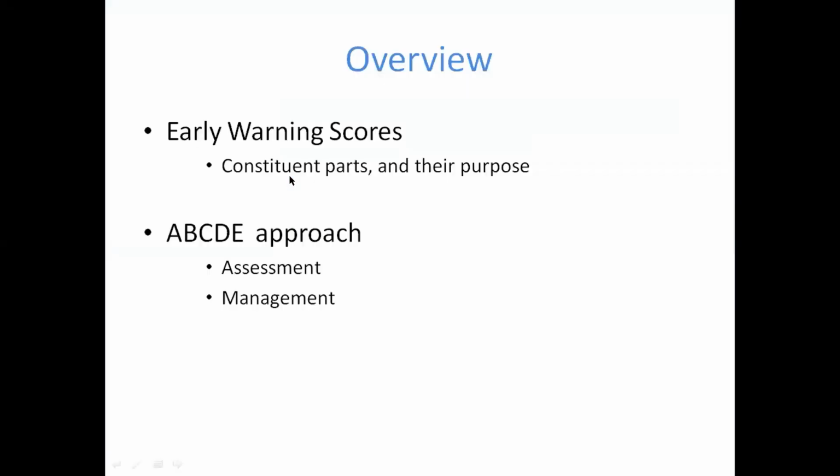So our overview today is going to be looking at early warning scores, in particular the constituent parts and their purpose, and then going over the well-known ABCDE approach to assessing a patient who's deteriorating, looking particularly at assessment and management. My aim today is more to provide you with a framework to deal with a situation where you're looking at an acutely unwell patient, rather than to go into the specifics of clinical management, which will be covered in a number of the other talks, including the talk following us today, looking at the breathless patient.